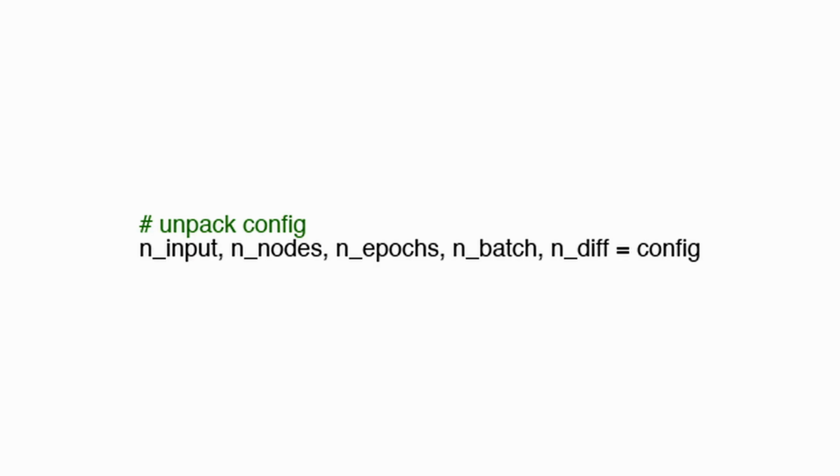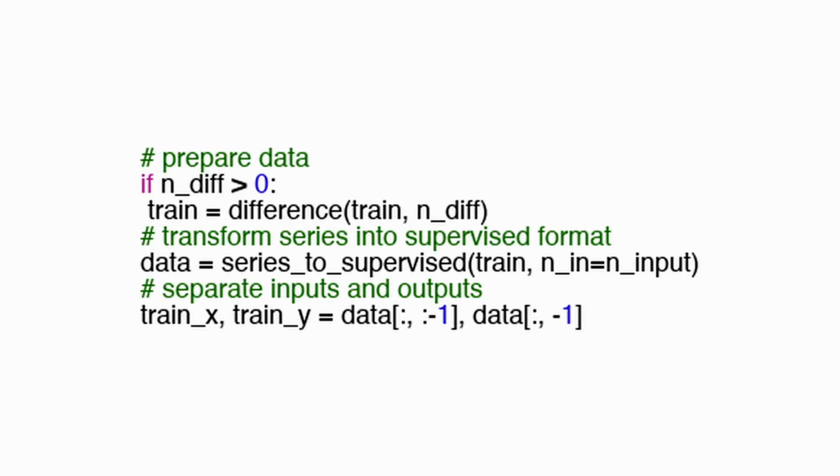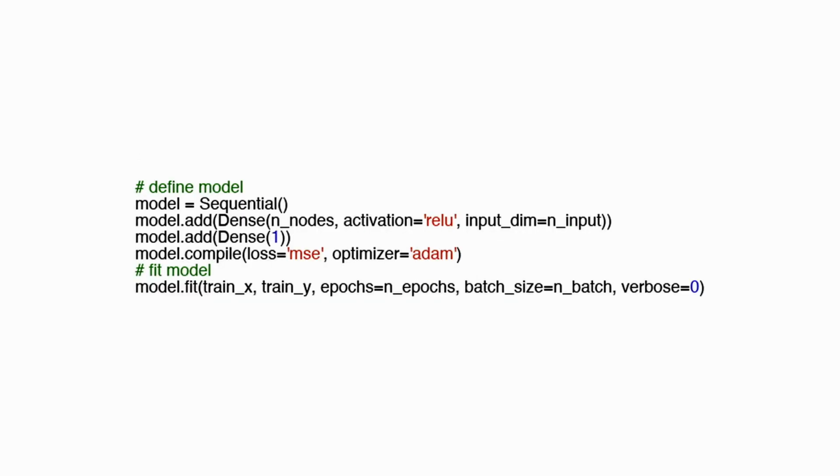The steps needed to incorporate the MLP model into the test harness can be outlined as follows. There are several steps we need to take. To begin, the list of hyperparameters must be unpacked. Afterwards, it is important to get the data ready by performing a series of steps, such as differencing, transforming it into a supervised format, and separating the input and output components of each data sample. We can proceed to define and apply the provided configuration to the model.